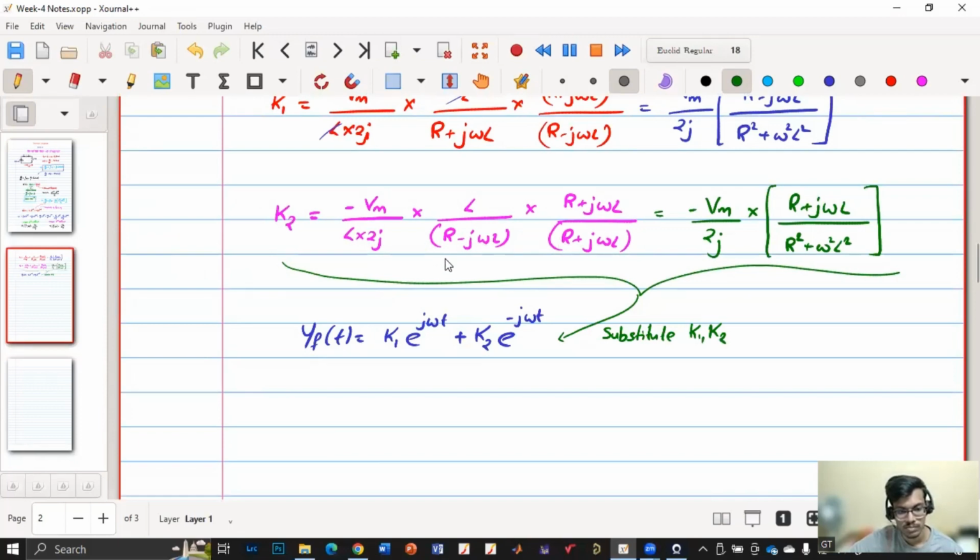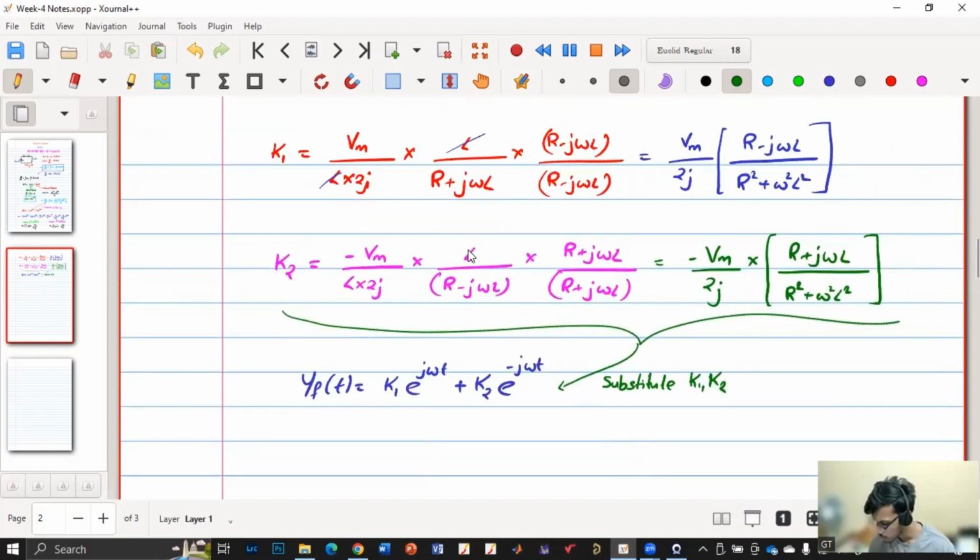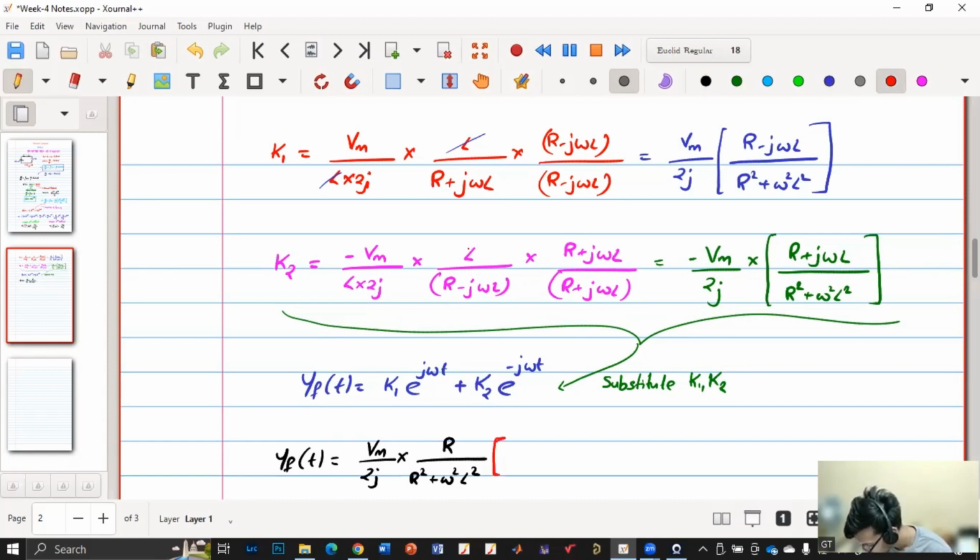Yes, sir. Okay. So I'll just substitute K1 and K2, and then I'll segregate the e to the power j omega t term and the e to the power minus j omega t term. So I'll be getting something like this. yf of t is equal to Vm by 2j. I'll take common R by R square plus omega square L square. Then I'll be left with e to the power j omega t minus e to the power minus j omega t. So this is the first term.